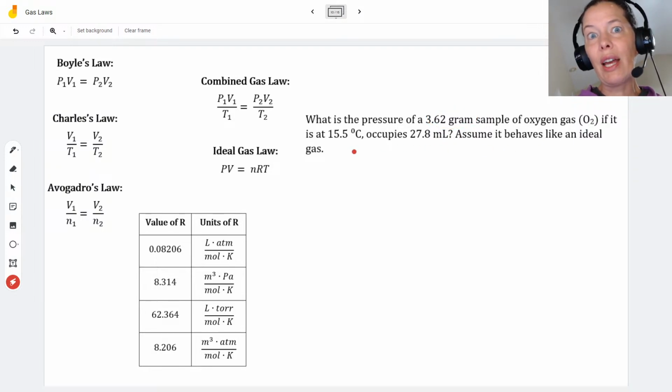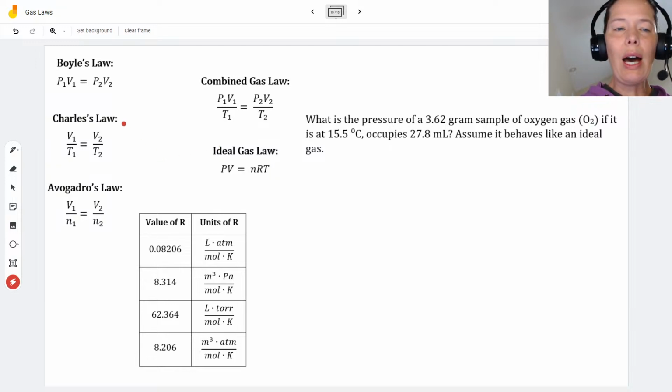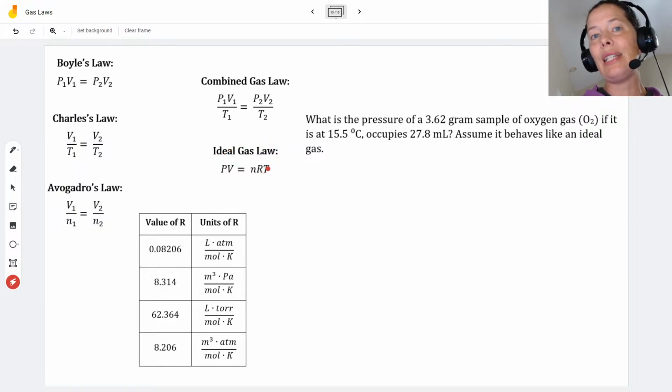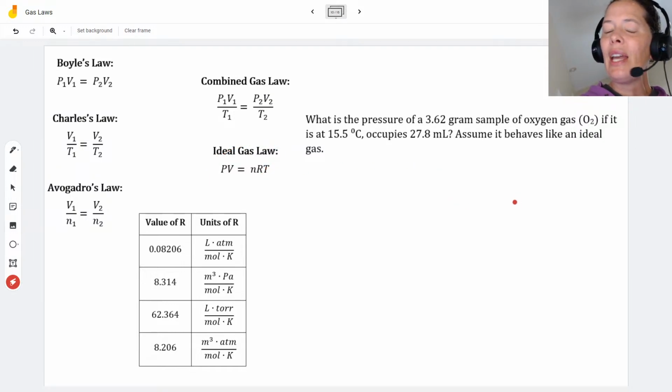So let's first decide what equation we're going to use. Now, what I'm seeing here is, again, I'm not seeing an initial position and then a final position, or an initial pressure or initial volume, final pressure, final volume. So I am not going to be using Boyle's, Charles's, Avogadro's, or combined gas law, which really just leaves ideal gas law.